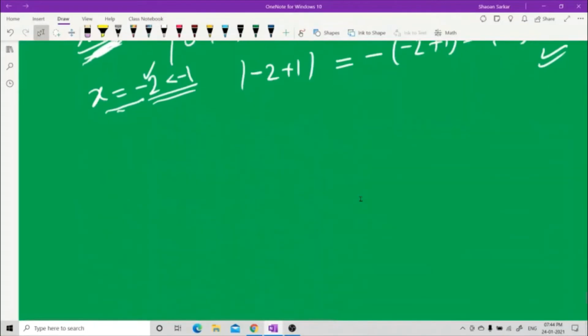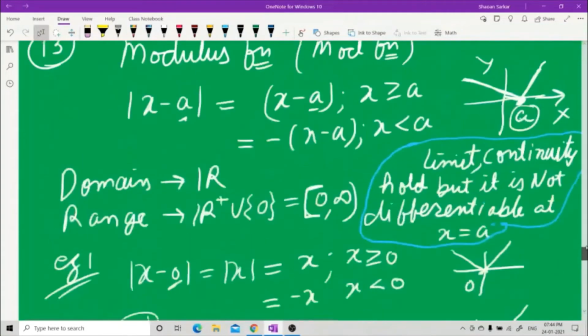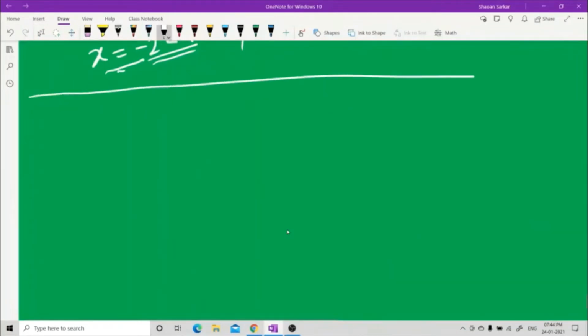Now let us understand another function called the Signum function. I need to think what is the number of that function. Wait, let me write down the number. 13th or 14th? This is 13th. Oh, that will be 14th now. Now we will have the 14th function, a very good function, the Signum function.